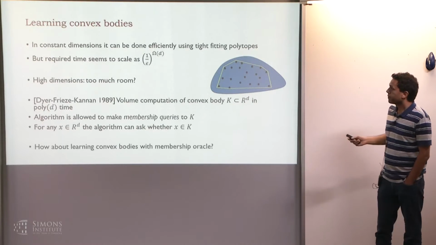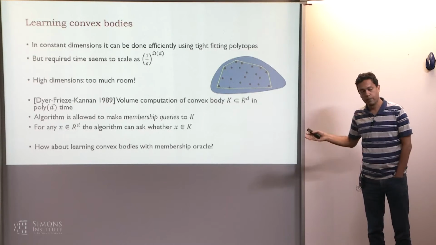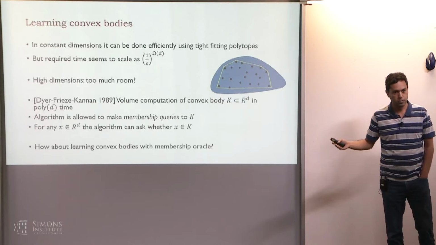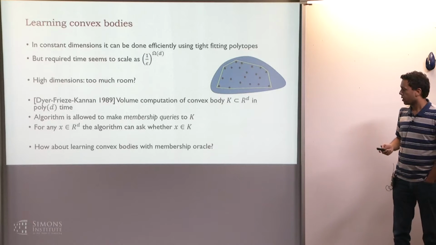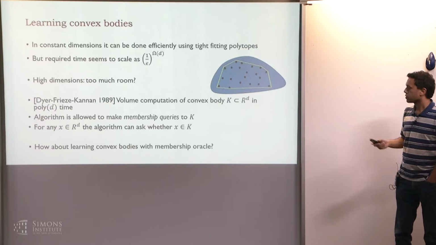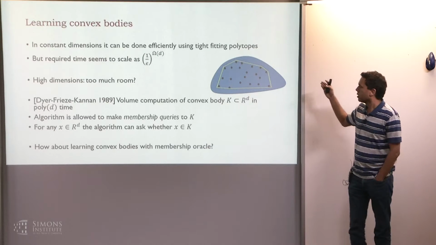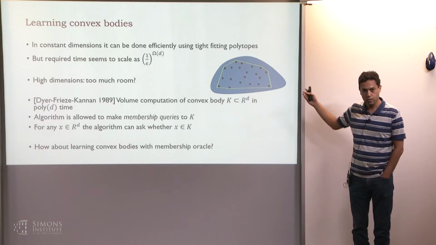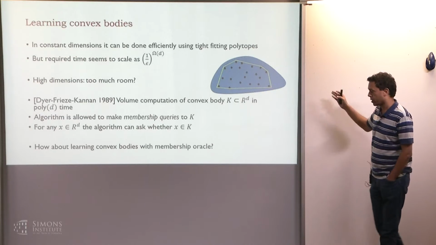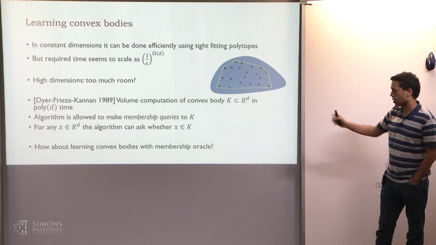So we could ask if our problem is hard if we give stronger access to the algorithm by providing it the membership oracle. Okay, so you want to learn convex bodies under membership oracles and random points, with polynomial time and polynomial sample complexity.